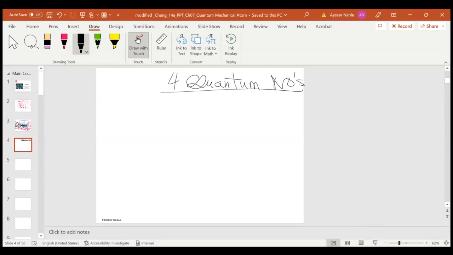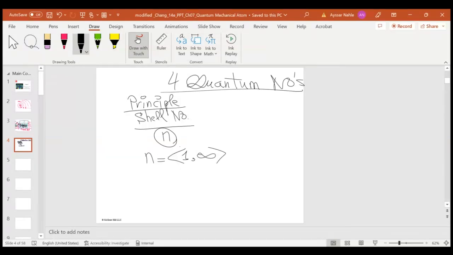The first quantum number, we call it the principal quantum number, or the shell number. We give it the symbol small n. This is the shell number, meaning the floor. Which floor? And the shell number goes from where? It goes from 1 to what? To infinity, because I can have so many, right?